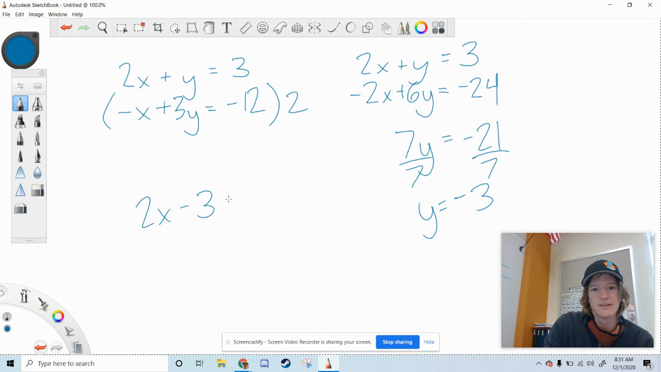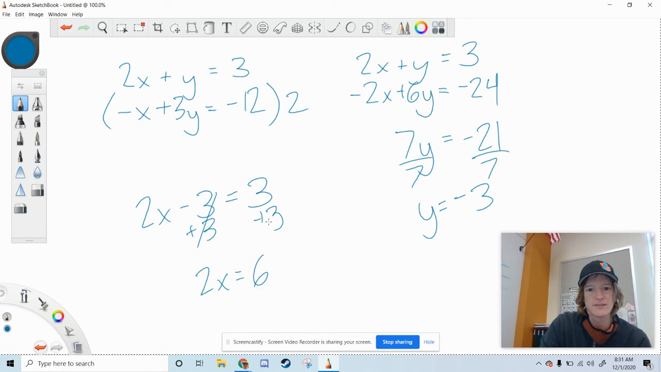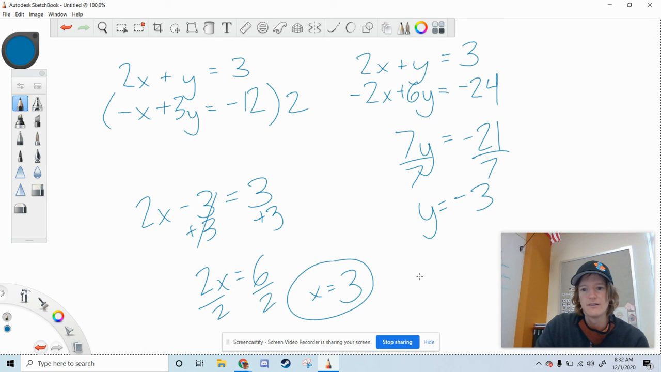2x minus 3 equals 3. Add 3. 2x equals 6. Divide by 2. X equals 3. So that's 3, negative 3.